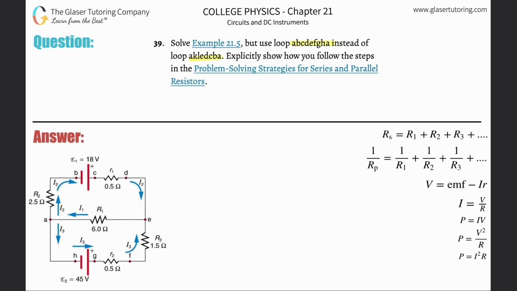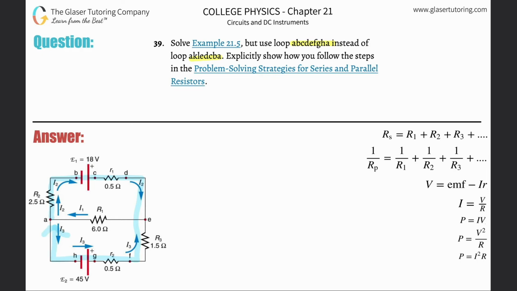I'm going to go a little faster on this. Otherwise, I'll be in this chapter for the next 7 years. Okay? So what we're going to do is analyze this circuit. We have to find the currents. The first thing is we're using this particular loop: A, B, C, D, E, F, G, H, A.